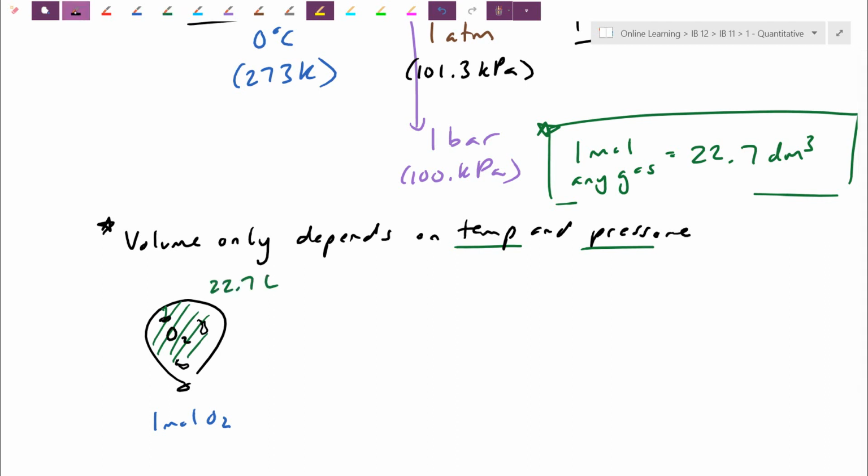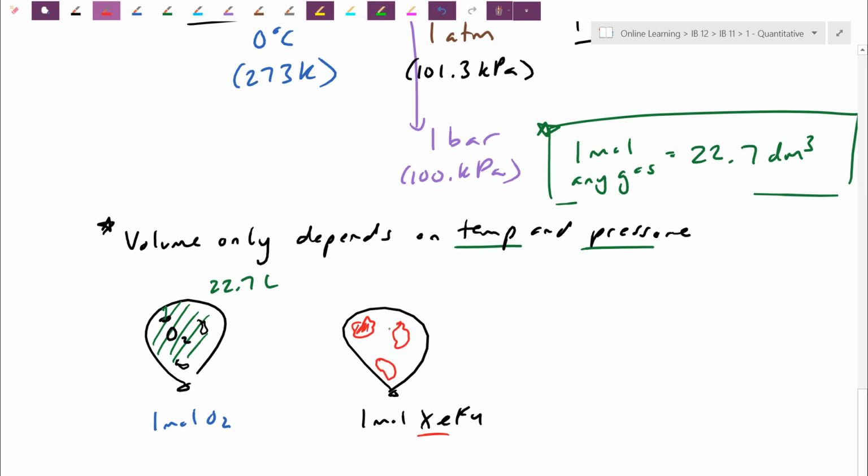Now, what if I swap out this gas for a much larger, much heavier gas? What if I put in 1 mole of xenon tetrafluoride? That's already a really weird compound because it's a compound with xenon inside, a much larger blob, right? But fortunately for us, we're not talking about the amount of space or the volume taken up by the compound itself.